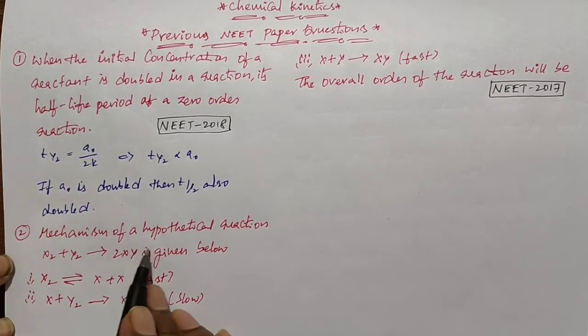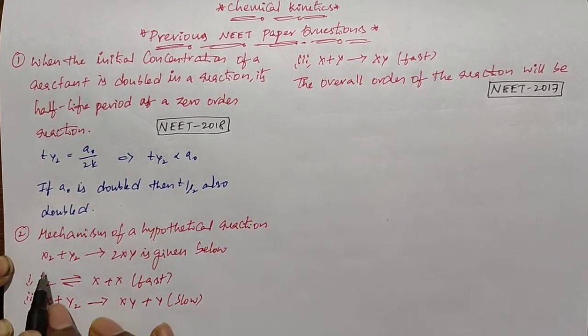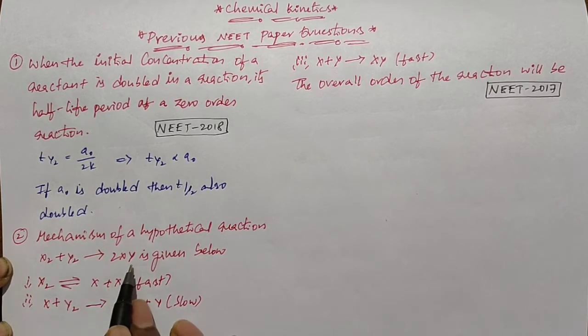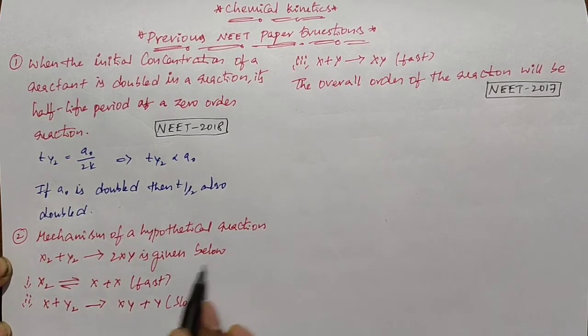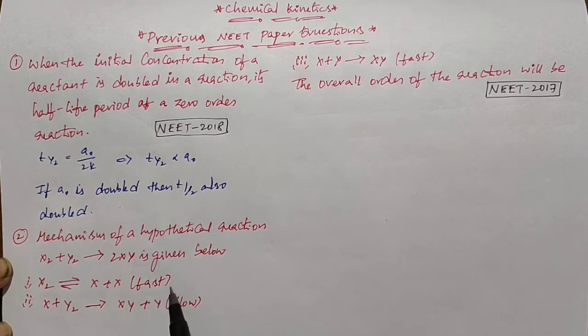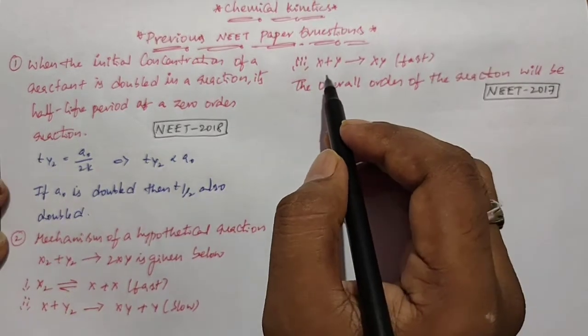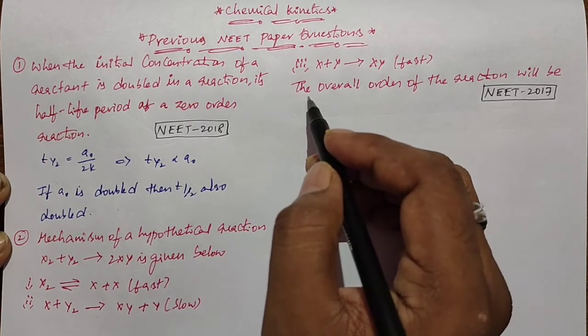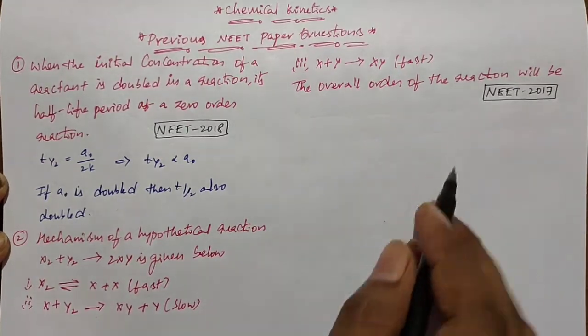The mechanism of a hypothetical reaction X2 plus Y2 gives rise to 2XY is given below. So these are the steps involved in the reaction mechanism. X2 reversible, gives X plus X, it's a fast reaction. X plus Y2 gives rise to XY plus Y, it's a slow reaction. And the third one is X plus Y gives rise to XY, a fast reaction. And it asks what the overall order of the reaction will be.